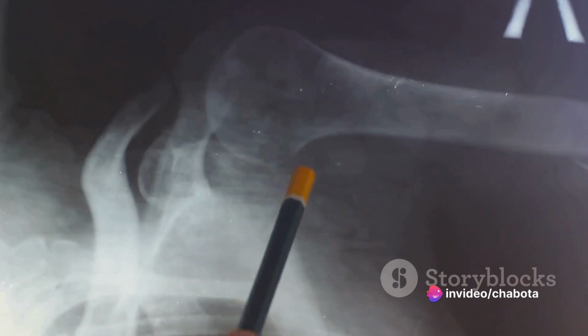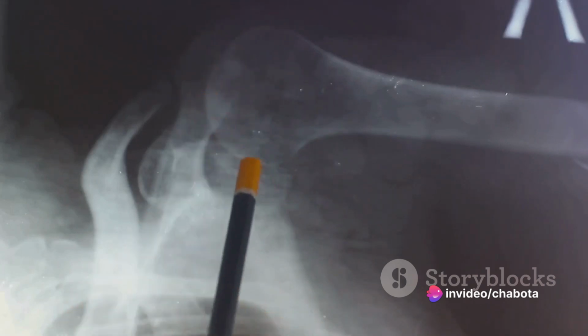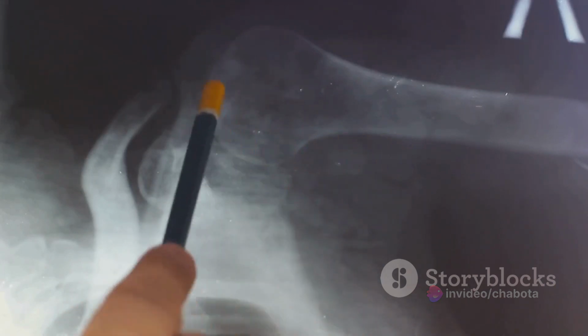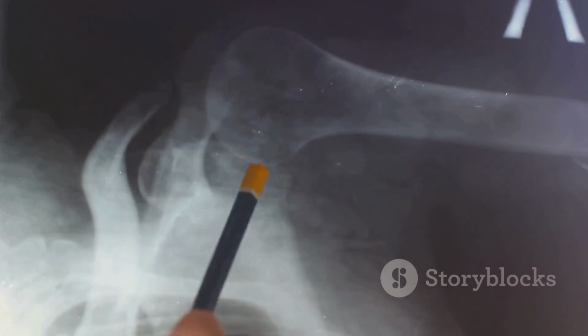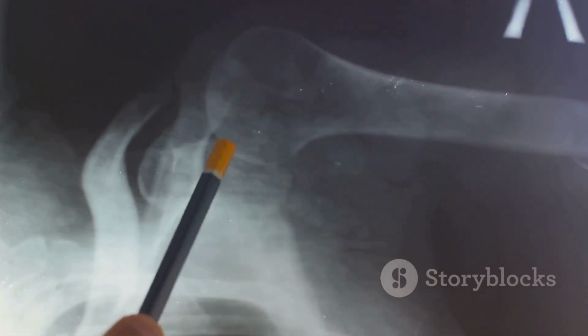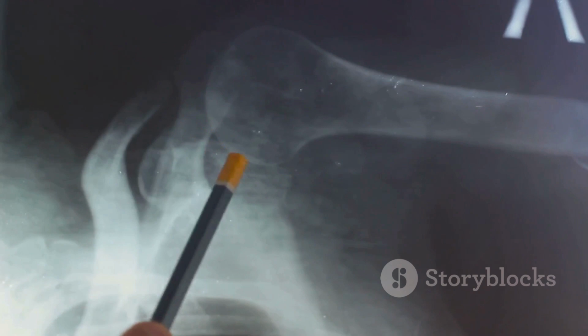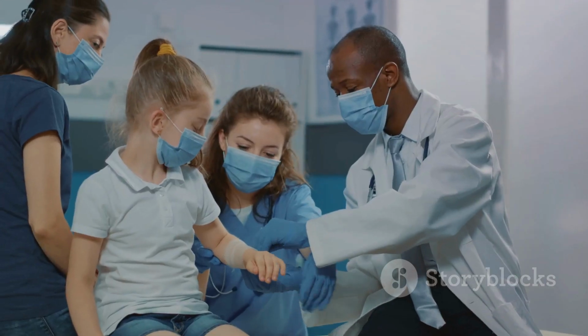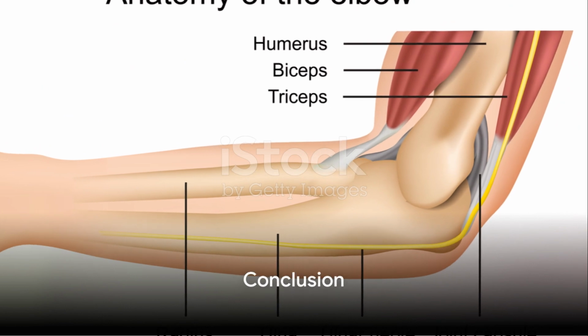The Gartland classification is used to categorize these fractures, with type 1 being minimally displaced, type 2 being displaced with an intact posterior cortex, and type 3 being completely off-ended. Treatment options vary depending on the type of fracture. And that concludes our discussion on the cubital fossa.